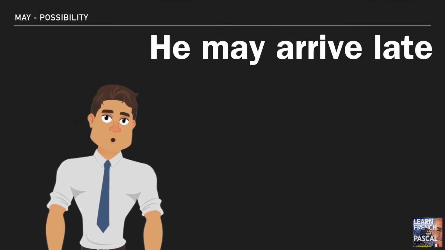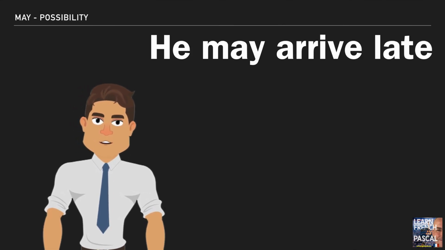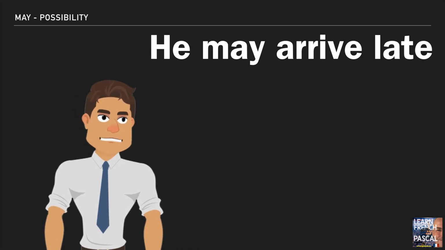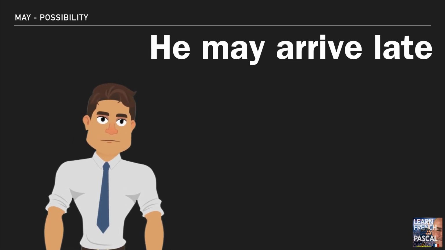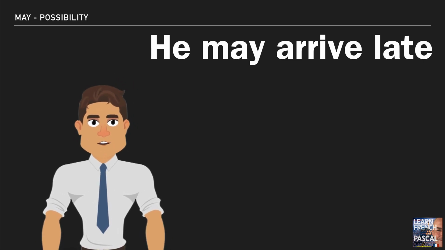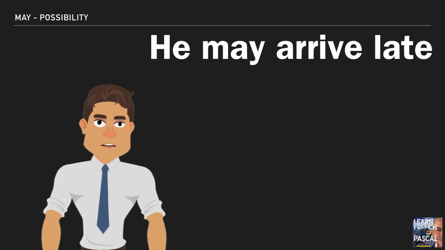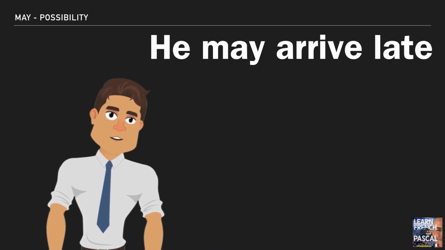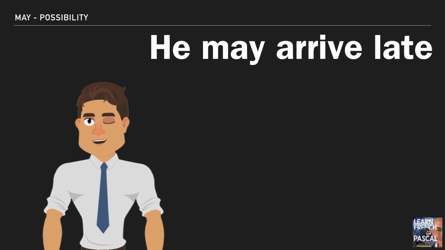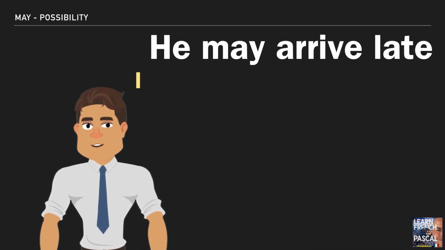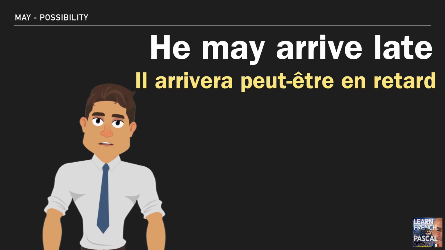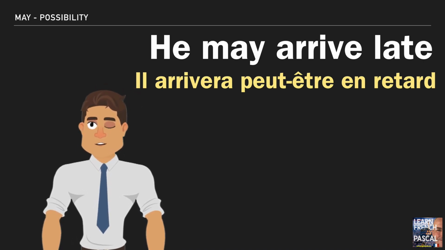He may arrive late. Well, this one is interesting because we have just seen examples with the present tense, another one with the past tense, and this one is future tense. He may arrive late because he's not yet here. So he may arrive late. How do you translate that? You remember that may is not a modal in French. So we are going to start with the verb arrive, but in future tense. And il arrivera peut-être en retard. Il arrivera peut-être en retard.